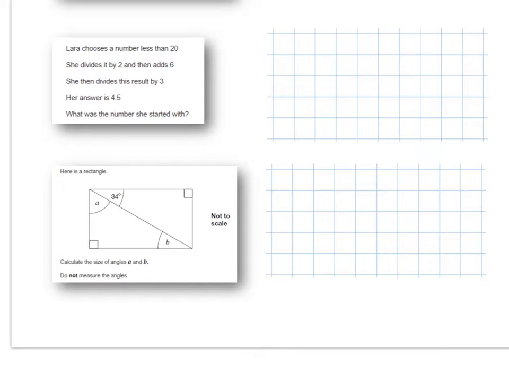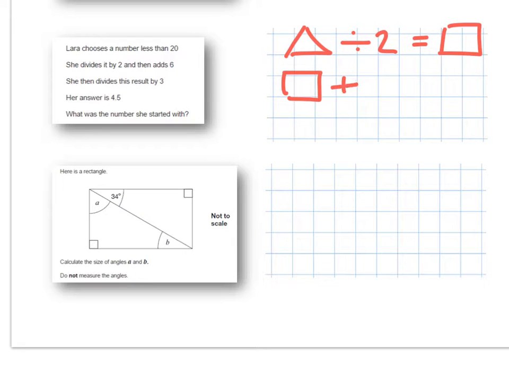On the next problem, we've got Lara. She's choosing a number less than 20, so I'm going to have Lara's number in my triangle. She divides it by 2, and she gets an answer. She then takes this answer, and she adds 6, and that will give her another number. She takes this other number and divides it by 3, and she gets 4.5.